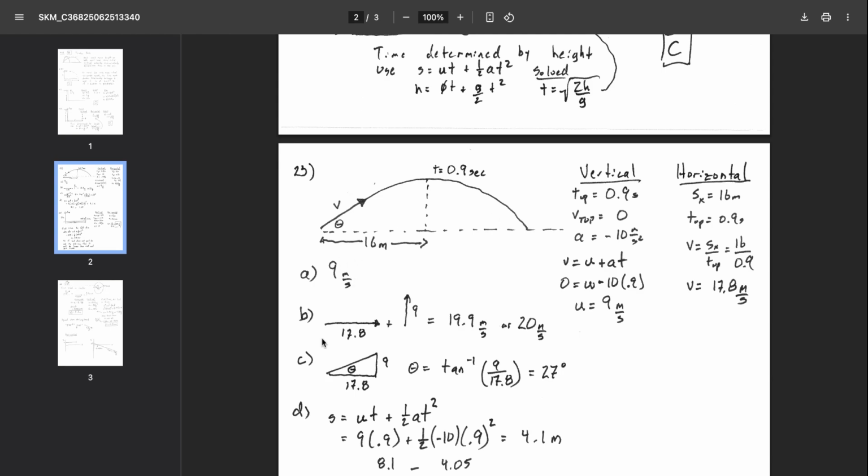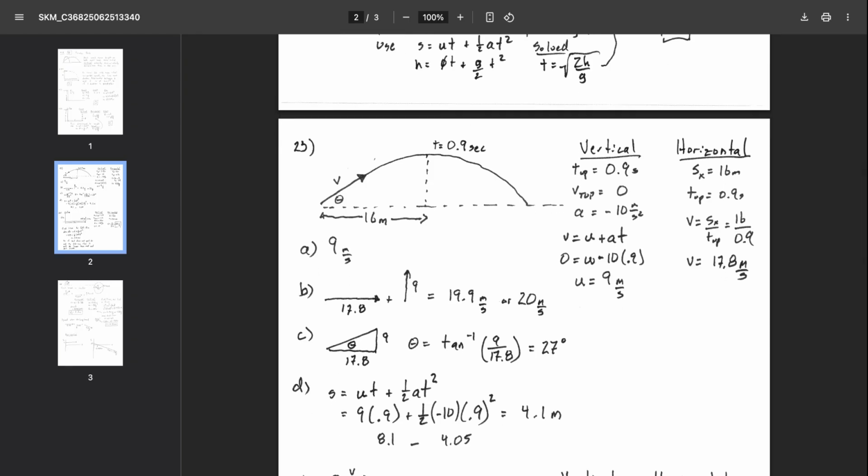For B, we have 17.8 meters per second horizontally plus 9 meters per second vertically. When you add those up using the Pythagorean, you get 19.9 meters per second, or with sig figs, because they only gave us 2 sig figs in all of these things, technically it should be 20 meters per second.